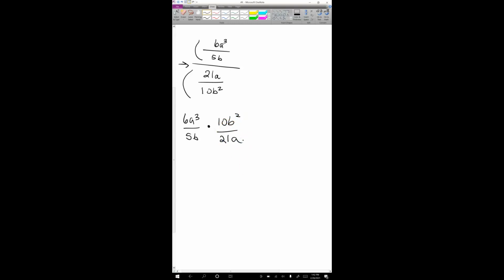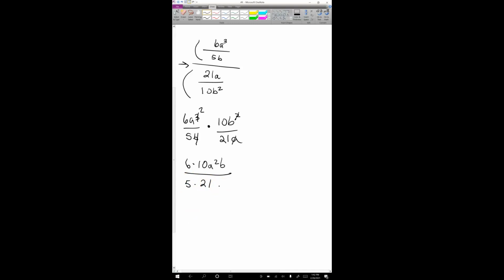Okay, so now let's go ahead and first simplify our variables. Okay, we can cancel out. We've got a b in the denominator and a b squared on the top, so that just becomes a b in the numerator. And then I've got an a cubed up top, so that goes to an a squared, because one of those a's cancels out the a in the denominator. Okay, so I'm going to write down what I have now. So I have 6 times 10 a squared b over 5 times 21, and there's nothing else in the denominator.